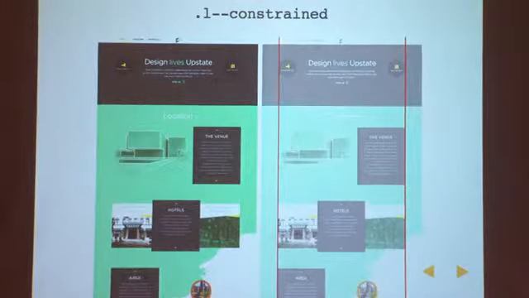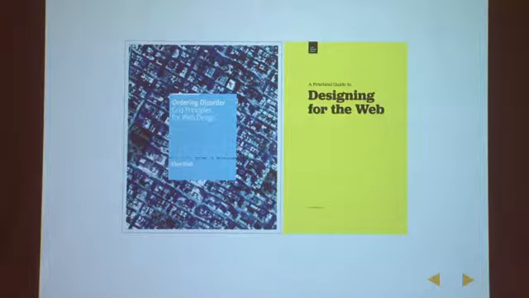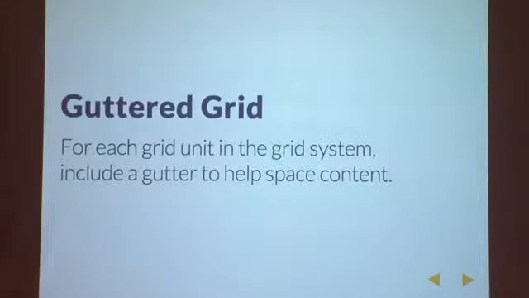I'm not going to go into why grids are awesome. If you want to learn, there are two great books: Ordering Disorder by Khoi Vinh, and A Practical Guide to Designing for the Web by Mark Boulton. Both of those are great, and if you haven't read them, I encourage you to. What I'm more interested in is how you actually implement grids on the web, so we're going to talk about some of the patterns that exist today for doing that.